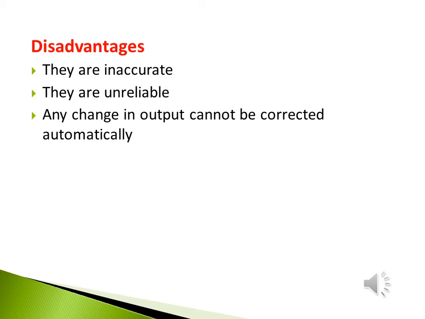In order to overcome these disadvantages, we can use a closed loop control system. And we can also convert an open loop control system into a closed loop control system by providing feedback.